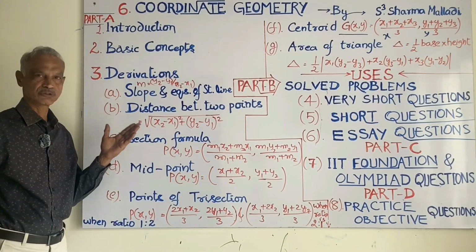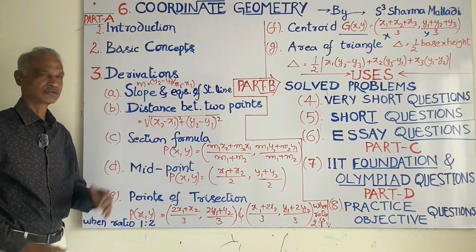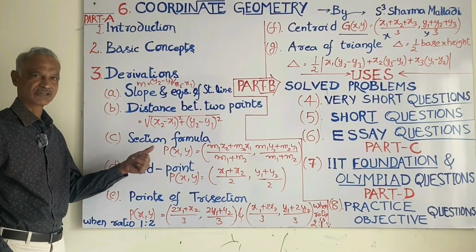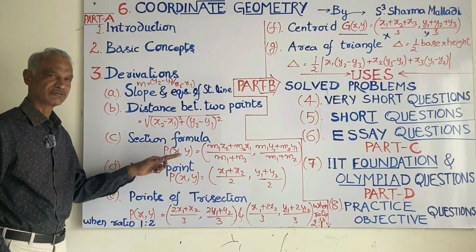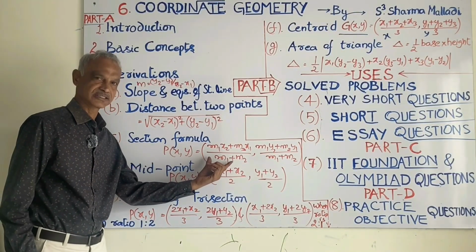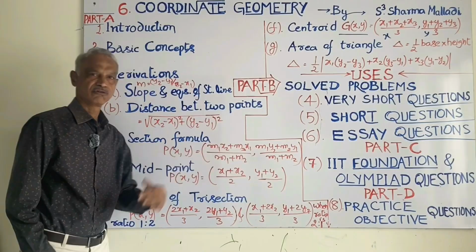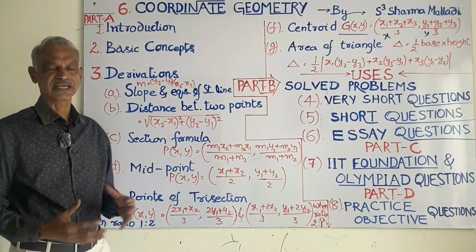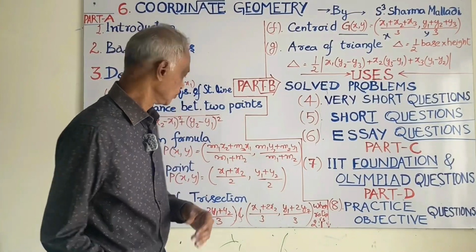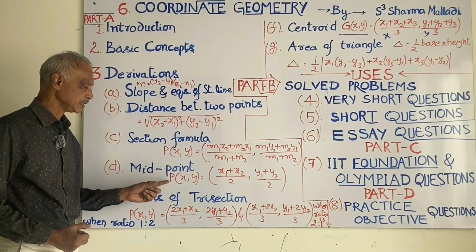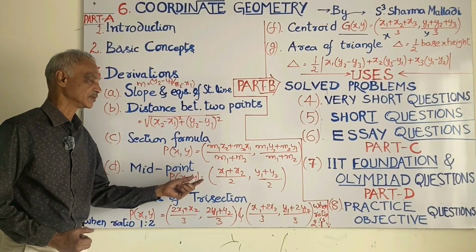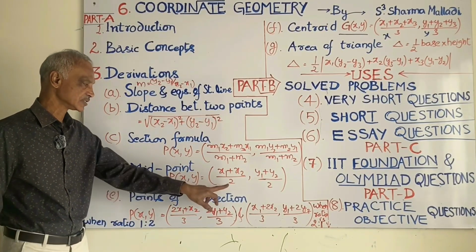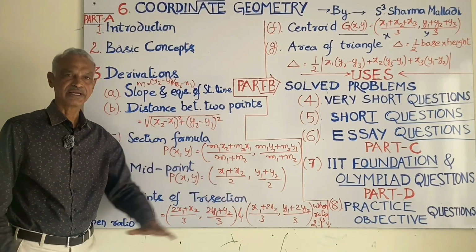Next, distance between 2 points. Square root of x2 minus x1 whole square plus y2 minus y1 whole square. Next, section formula. This is a point P(x, y), this is the x coordinate and this is the y coordinate. Next, midpoint. If you know 2 points (x1, y1) and (x2, y2), you can find the midpoint, that is P(x, y) is equal to x1 plus x2 by 2 and y1 plus y2 by 2. This is the x coordinate and this is the y coordinate.